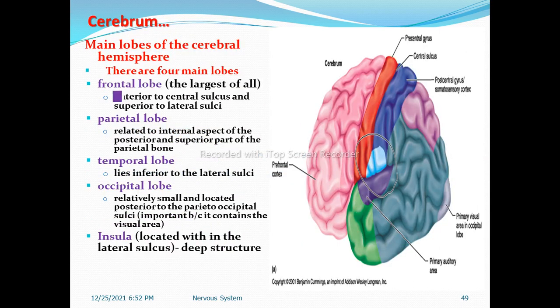So, the main lobes of the cerebral hemisphere. We do have 4 main lobes of the cerebral hemisphere. Sometimes the insula is considered as a fifth.